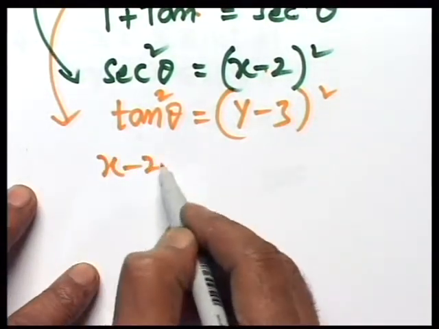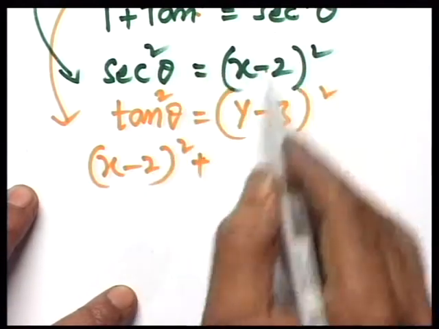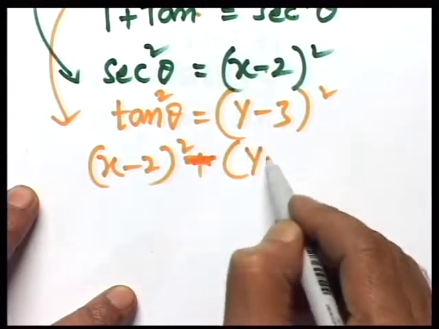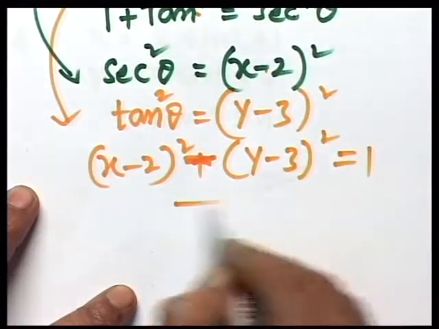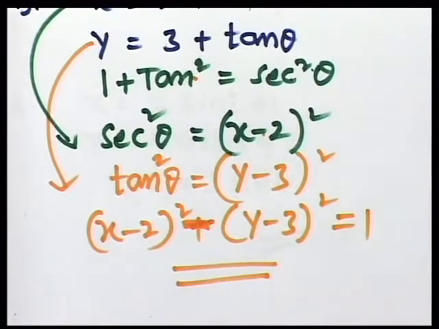So it's (x minus 2) whole squared plus, minus. Right, sec squared minus tan squared. (y minus 3) whole squared equals 1. Nothing wrong if we leave the answer like that. Converting the parametric form to Cartesian.